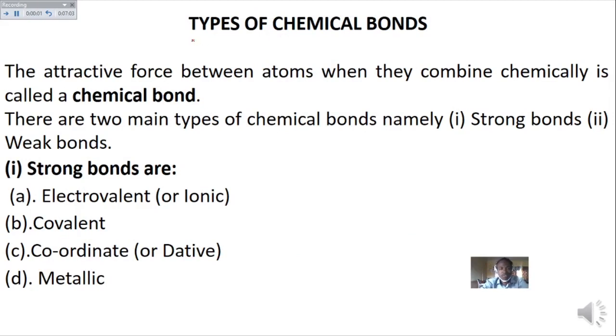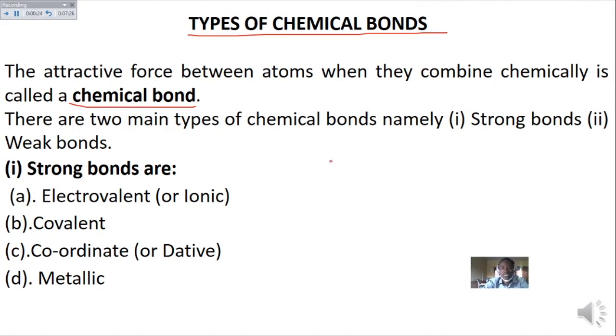Now, let's go to the business. Chemical bonds. But we have to talk about the types of chemical bonds. There are two. We have the weak bonds, we have the strong bonds. But what is a chemical bond? When you're talking about a chemical bond, we're talking about what? The attractive force between atoms when they combine chemically.